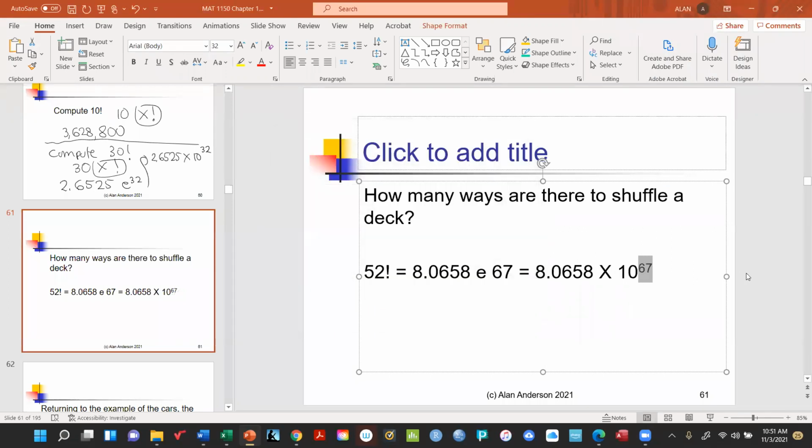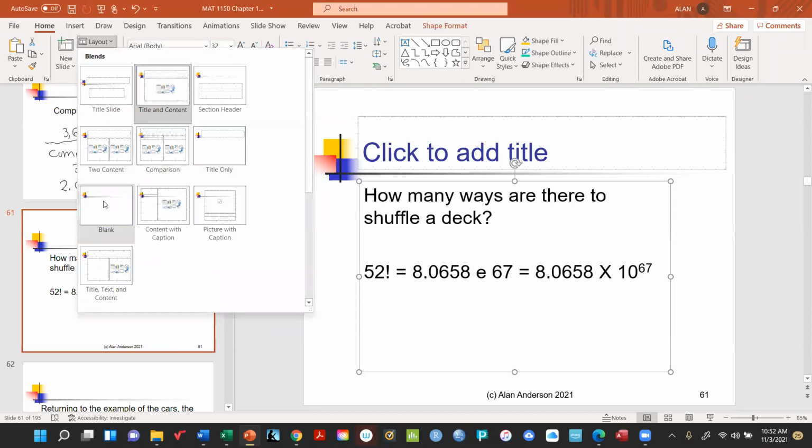So every time you shuffle the deck, you might be creating a completely new arrangement of the cards that has never happened before in history. It's kind of interesting to think about that. It's possible that this has never happened before.